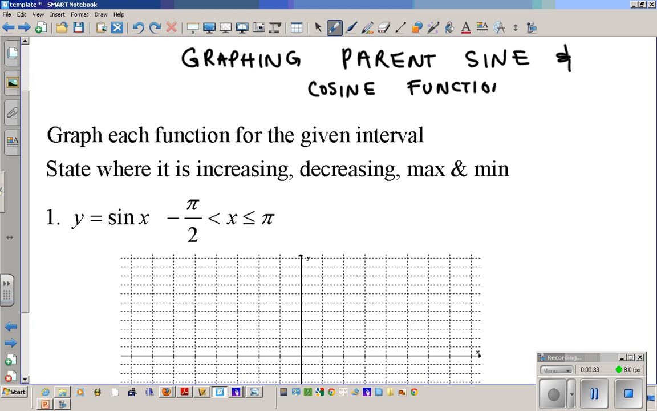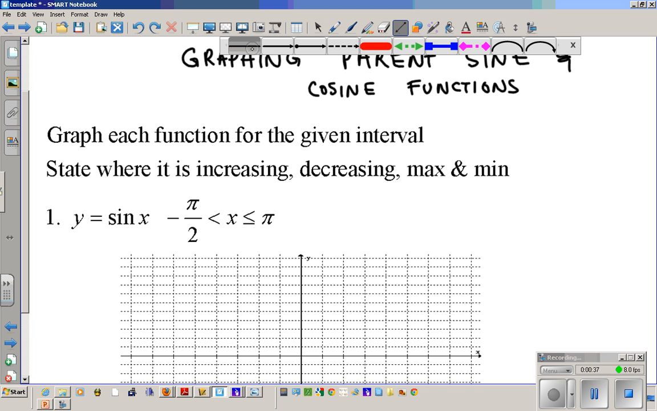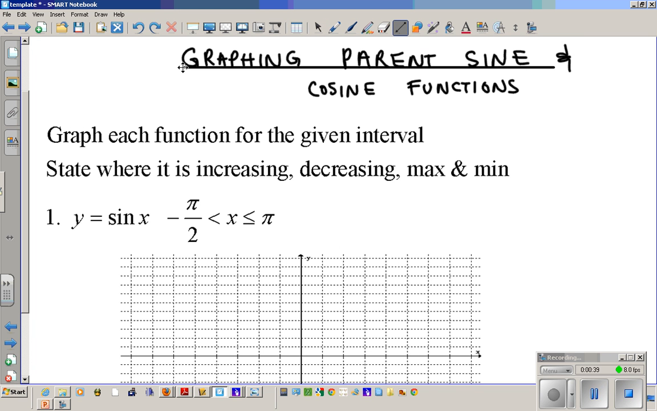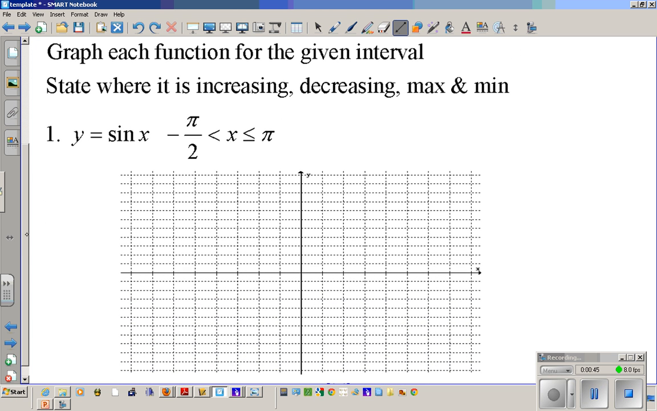All right, so let's take a look at this example right here. It says graph each function on the given interval, state where it's increasing, decreasing, with the maximum and min. Alright, so we have y equals cosine x. We're going from negative pi over 2 all the way to pi. So negative pi over 2 is where you're going to start your graphing from. This is your starting point. And pi is where you're going to stop.